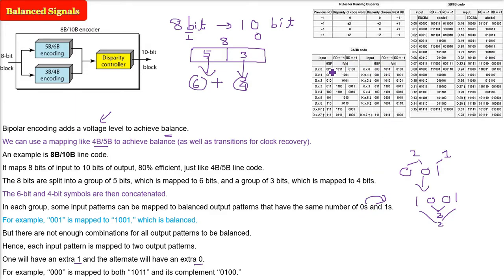Now you see here, this is the map. 000 is mapped to 2 values: 1011 and 0100. Now since we have mapped it to 2, what are these 2? These are nothing but one is the complement of the other. That is, 0100 is there because 000 is mapped to 2 values, and this 0100 is nothing but the complement of 1011.